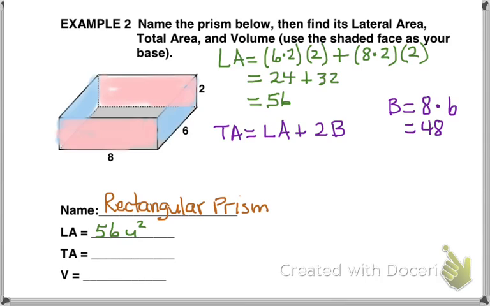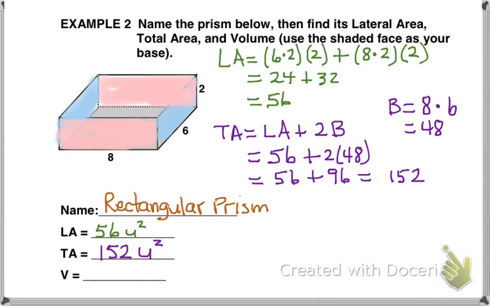So now we can calculate the total surface area. Since the lateral area is 56, and the area of one base is 48, and there are 2 bases, we'll multiply 48 times 2. So now the total area will be 56 plus 96, which is equal to 152. And so the total surface area is 152 square units.